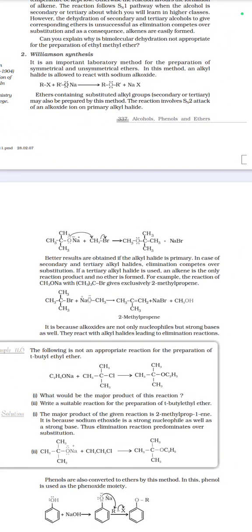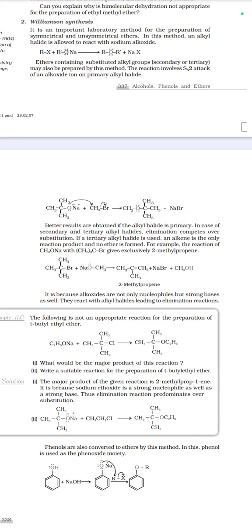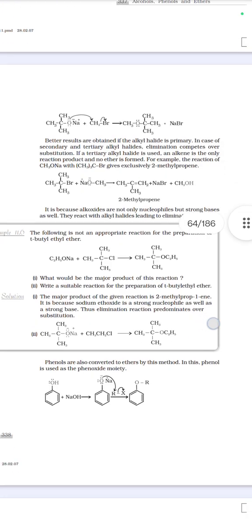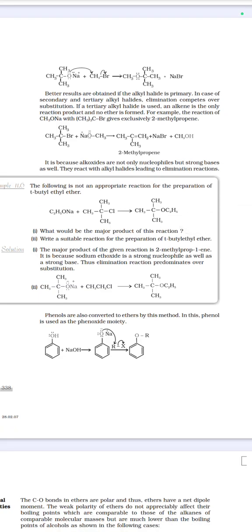Second, Williamson synthesis. It is an important laboratory method for the preparation of symmetrical and unsymmetrical ether. In this method, an alkyl halide is allowed to react with a sodium alkoxide. Ether containing substituted alkyl group, secondary or tertiary, may also be prepared by this method. The reaction involves SN2 attack of an alkoxide ion on primary alkyl halide. Better results are obtained if alkyl halide is primary.